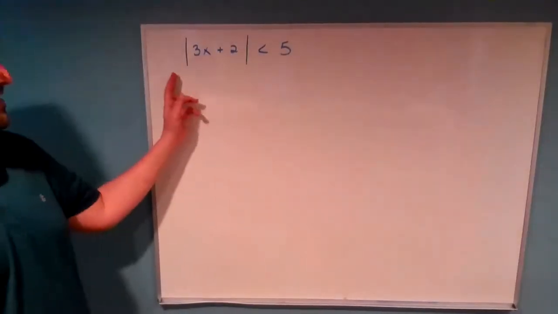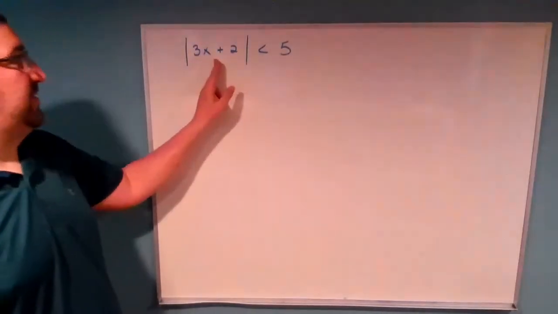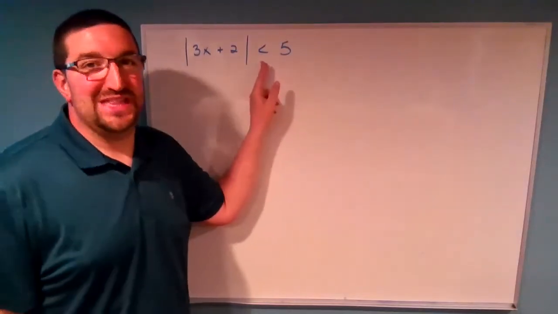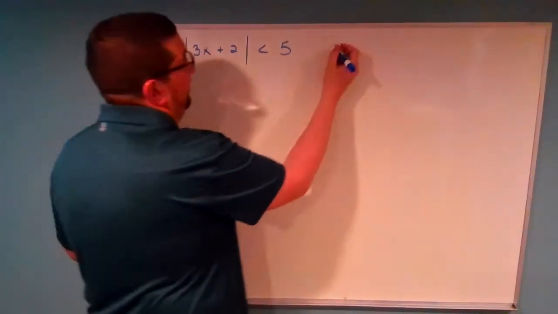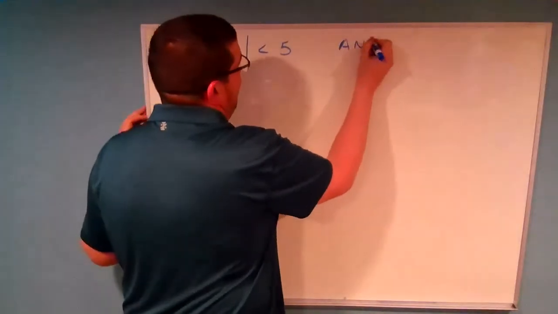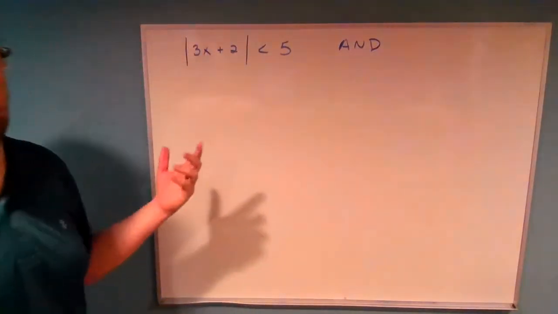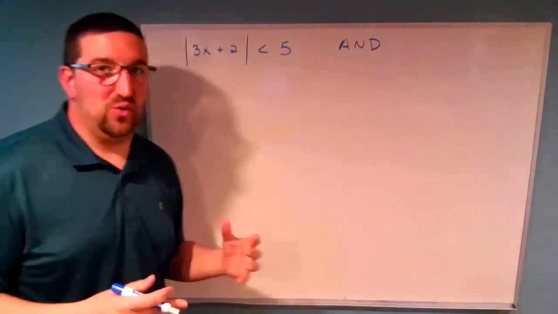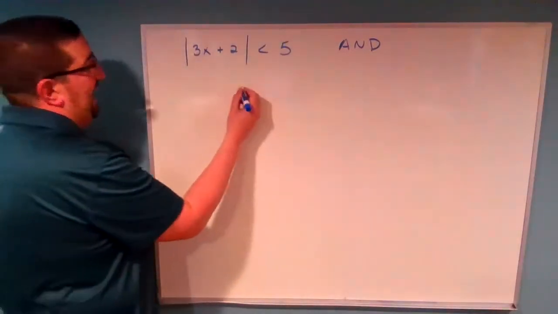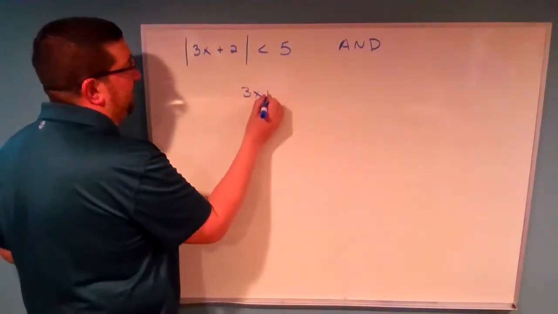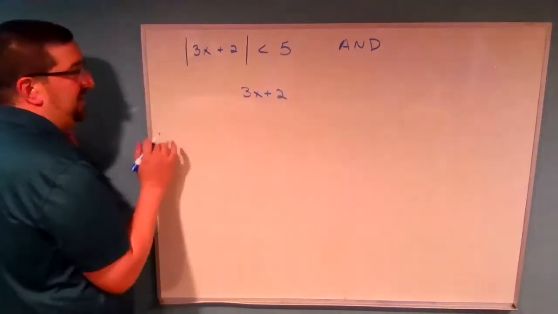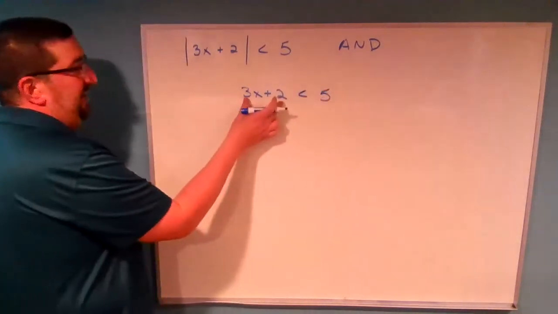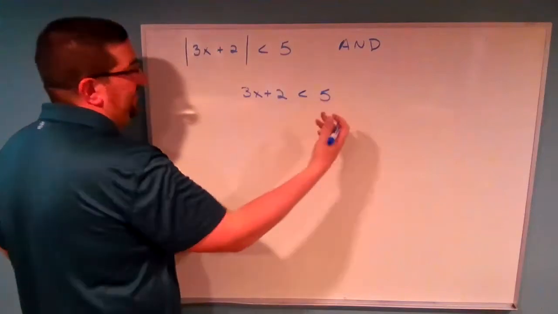All right, here we have the absolute value of 3x plus 2 is less than 5. So less than, this would be an and statement. When we are solving this, we have to create a compound inequality. To do that, we're going to put 3x plus 2 in the middle. Now you're going to keep what you have here. So we're going to write 3x plus 2 can be less than 5.